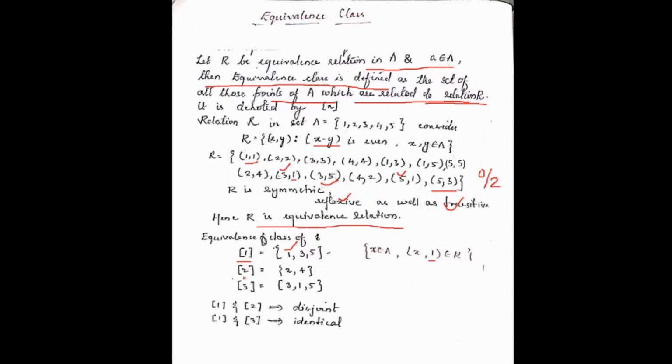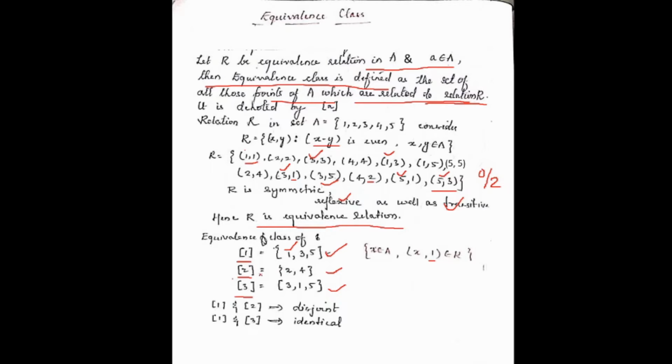Next we'll check the equivalence class for 2. So here we have 2 and 2, here we have 4. So 2 and 4 are related to 2. Next 3. For 3, yes, here again we have 3. Then along with 3 we have 1 related to 3 and here we have 5. So I guess there is no doubt how you find the equivalence class of a related to x. Getting it?